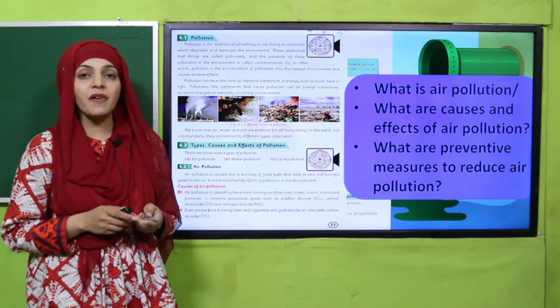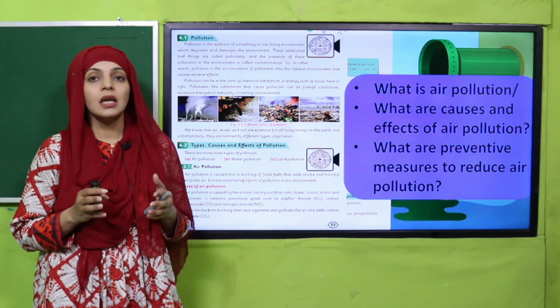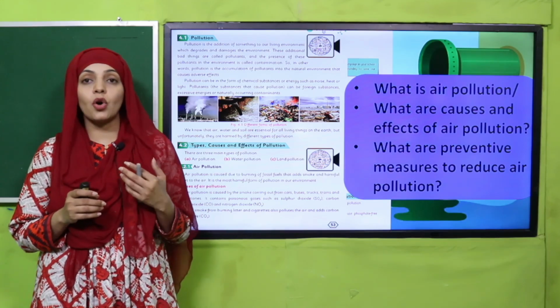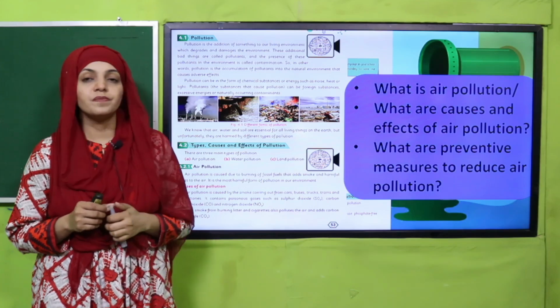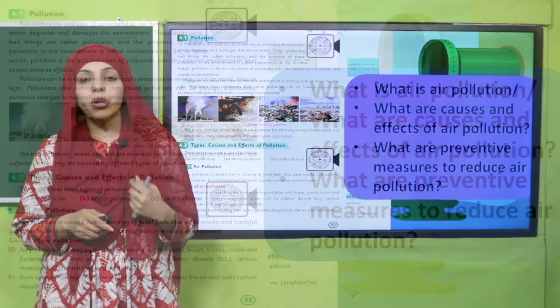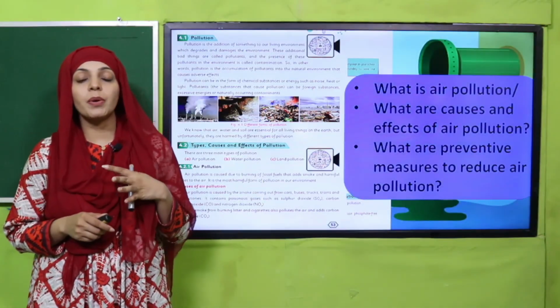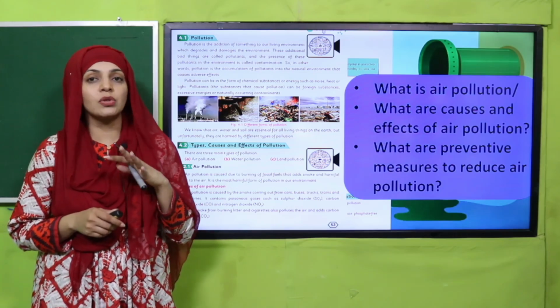And what are their effects? They cause different types of diseases, and they also cause acid rain. And what are the preventive measures to reduce air pollution? We must plant more and more trees, and we must limit the use of fossil fuels.